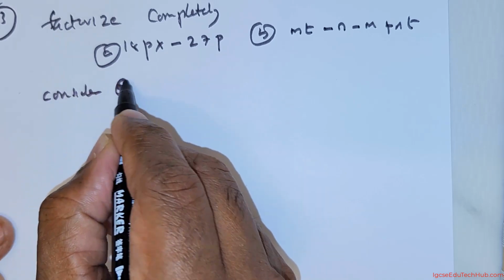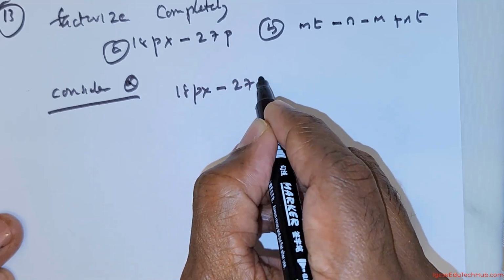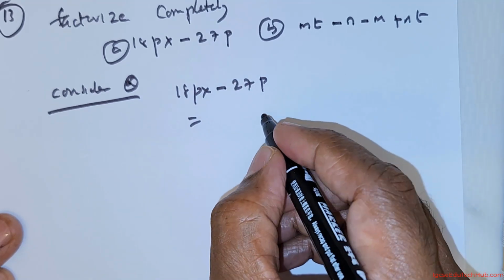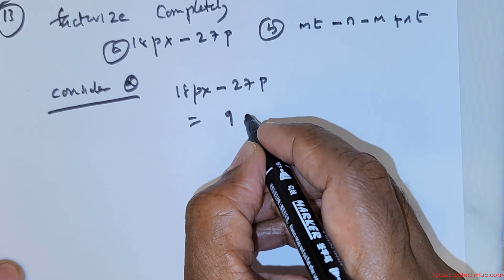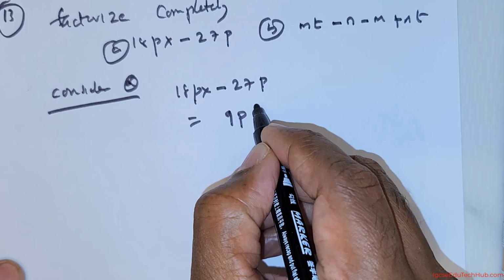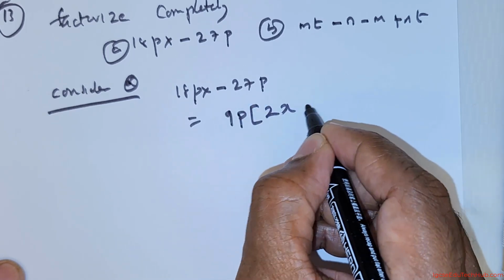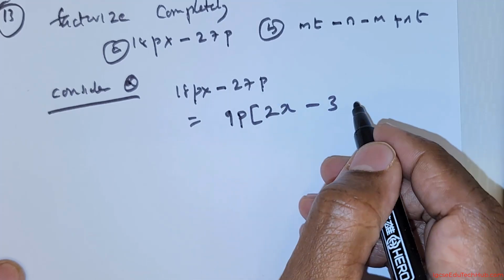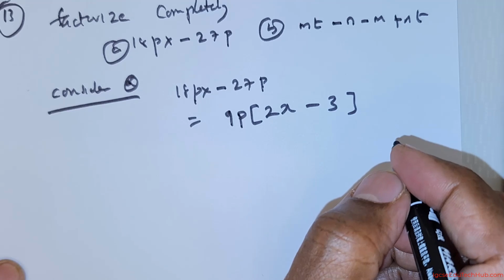Now let me consider A, which is 18px negative 27p. I'm going to take 9 out, and then p is here, I take p out. So 9 2s are 18, you have x here, 9 3s are 27. So this is what you have got.